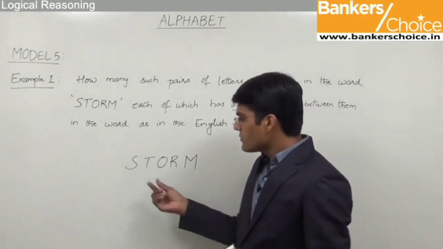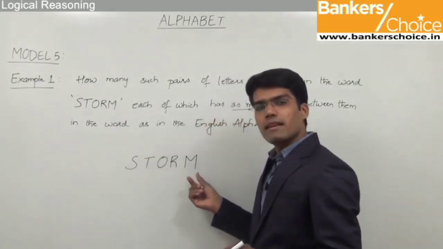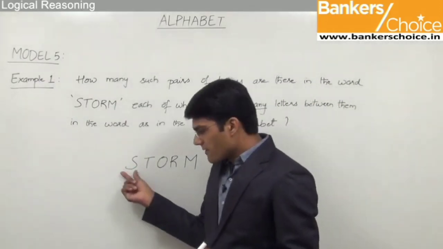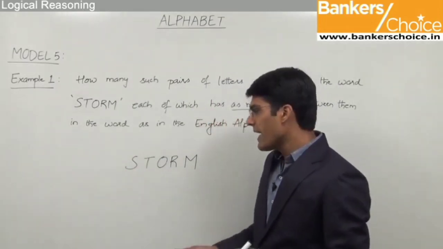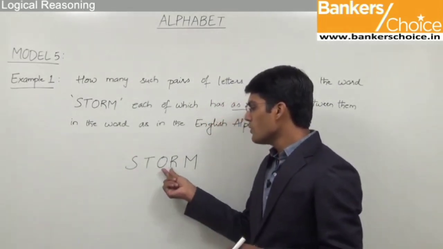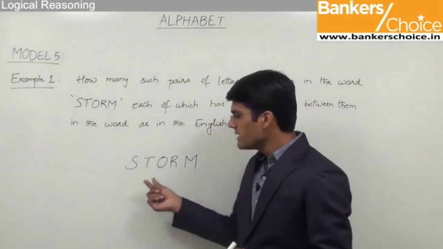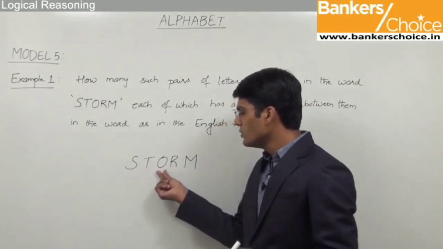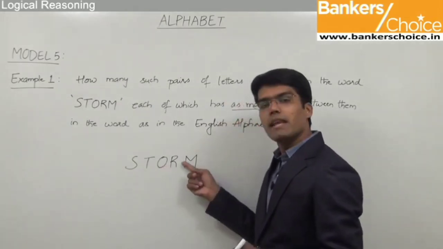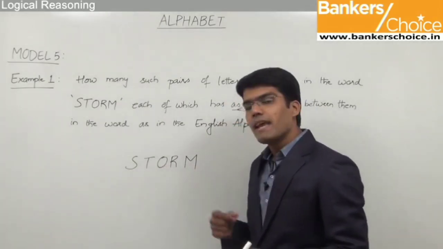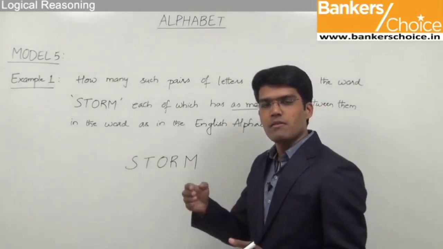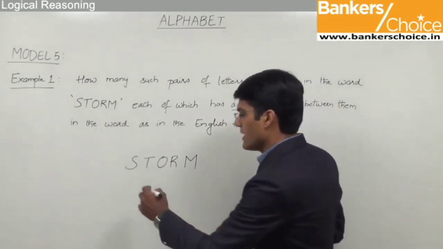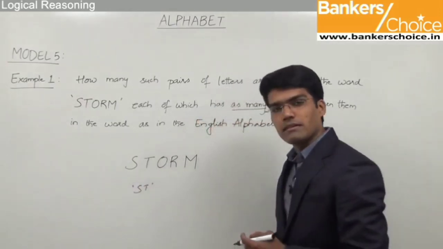To solve this question, we have to verify each letter with every other letter and find out if it is forming a correct pair or not. Starting from S, if we read out the English alphabet, we have S, T, U, V, W. And as you can see, the only matching pair here is S and T, because the remaining are U, V, W, which don't match with any of the given letters. So we can say that S and T is a correct pair, as the number of letters between them in the English alphabet and the given word are the same. So ST can be taken as a correct pair.